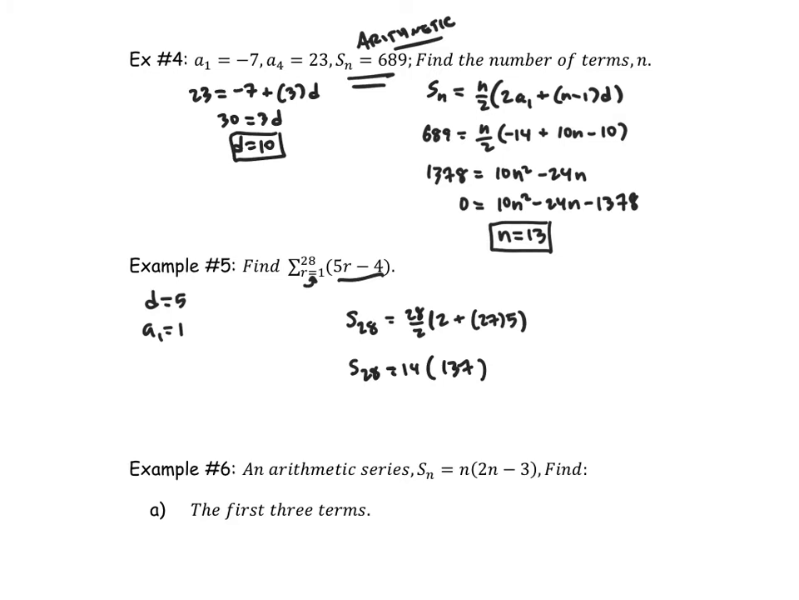And 137 times 14, I believe, comes out to be 1918. All right, there's the sum of the first 28 terms, which is also the sum from r equals 1 to 28 of 5r minus 4. Okay, let's look at some more examples here.